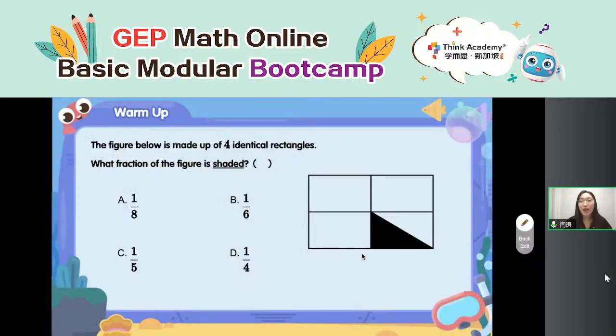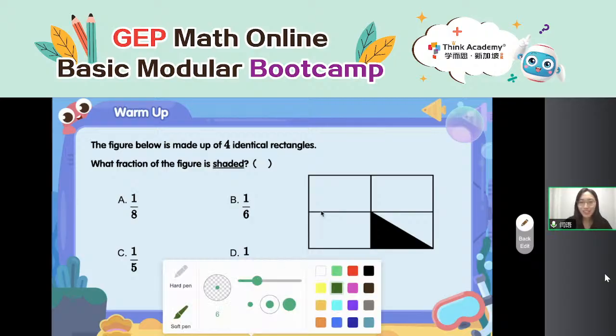Here, let's start from a warm-up question. The figure below is made up of 4 identical rectangles. What fraction of the figure is shaded? Okay, have a try: A, B, C, D. Which one should be the correct answer? A, B, C, D, which one? No idea.